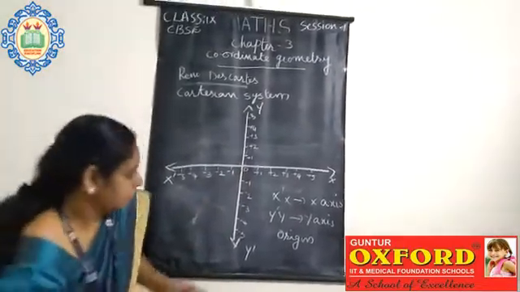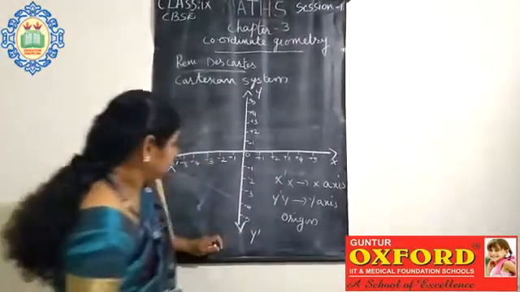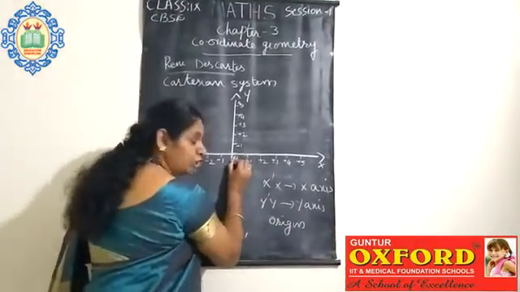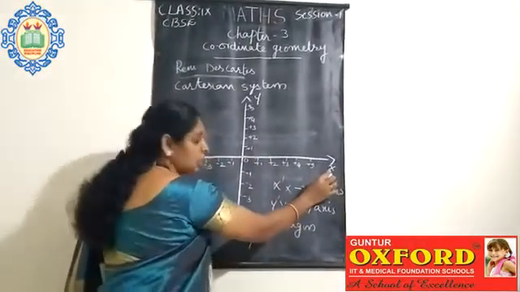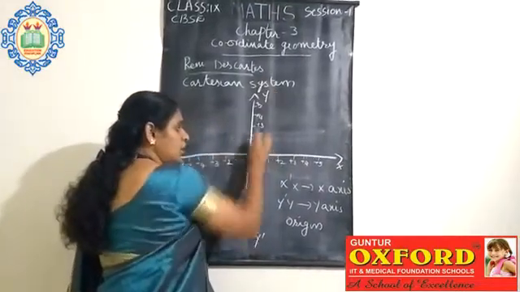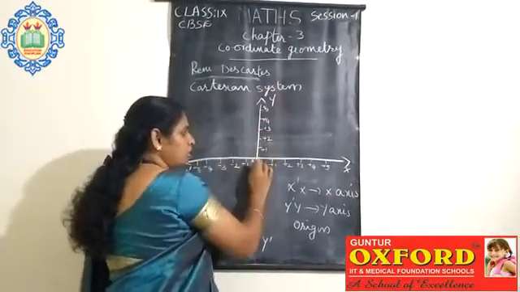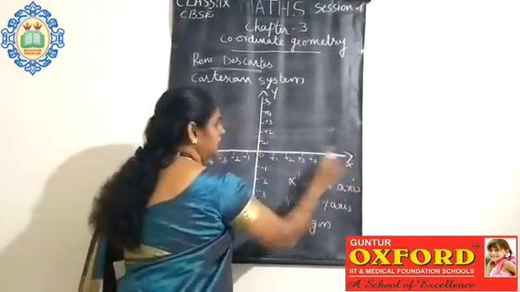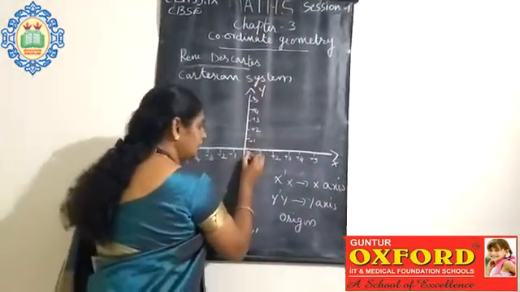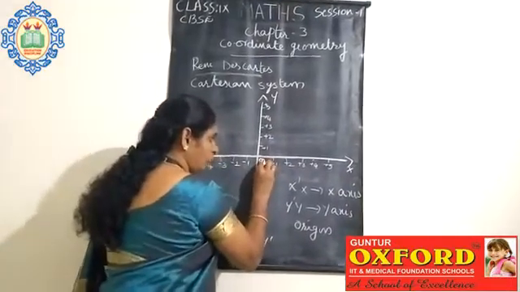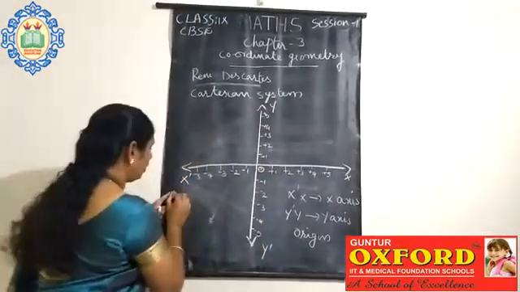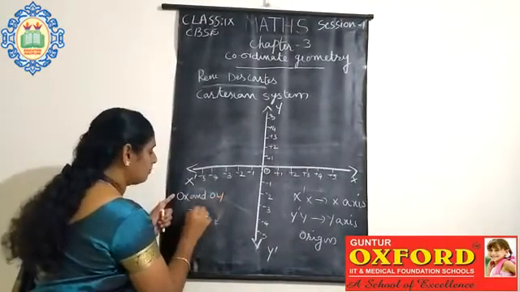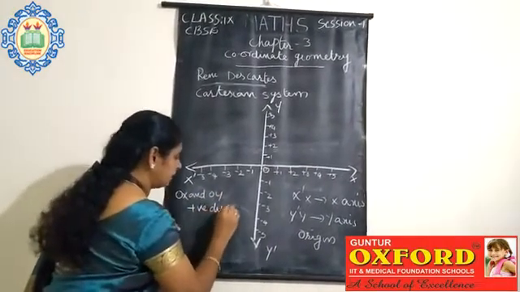Now children, the right side of this 0 is the positive numbers. Also, above the 0 is positive. Then this is the positive direction. This is O, and O is the origin. Then OX and OY are the positive directions.